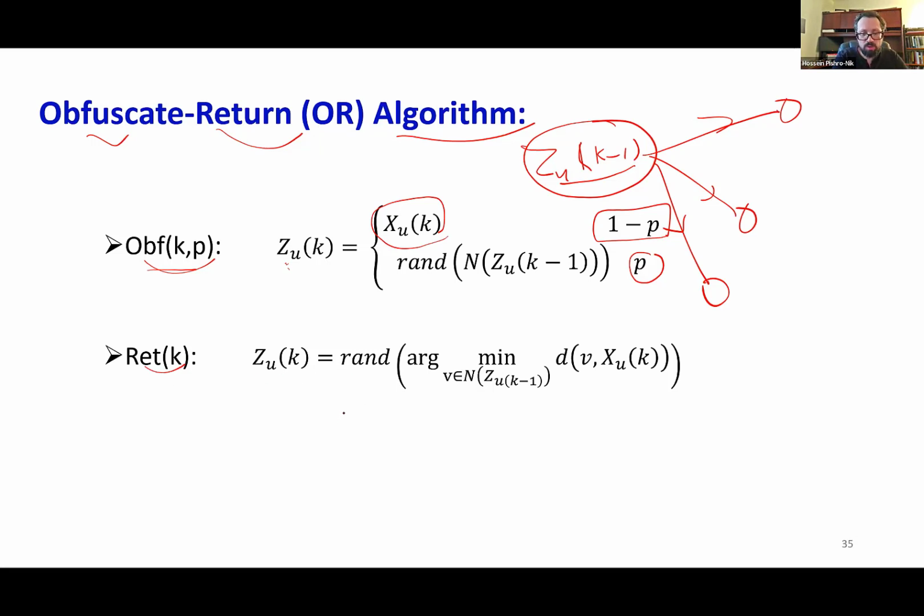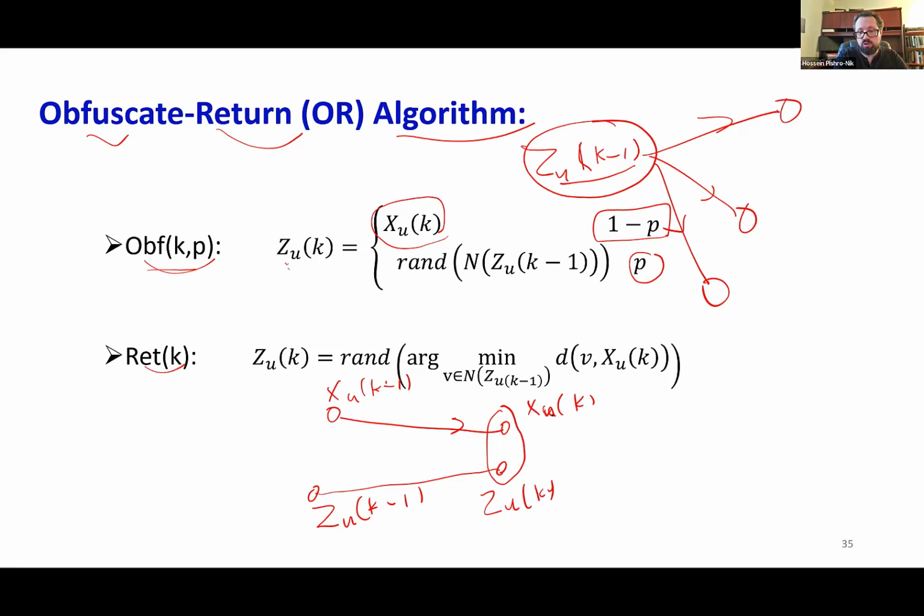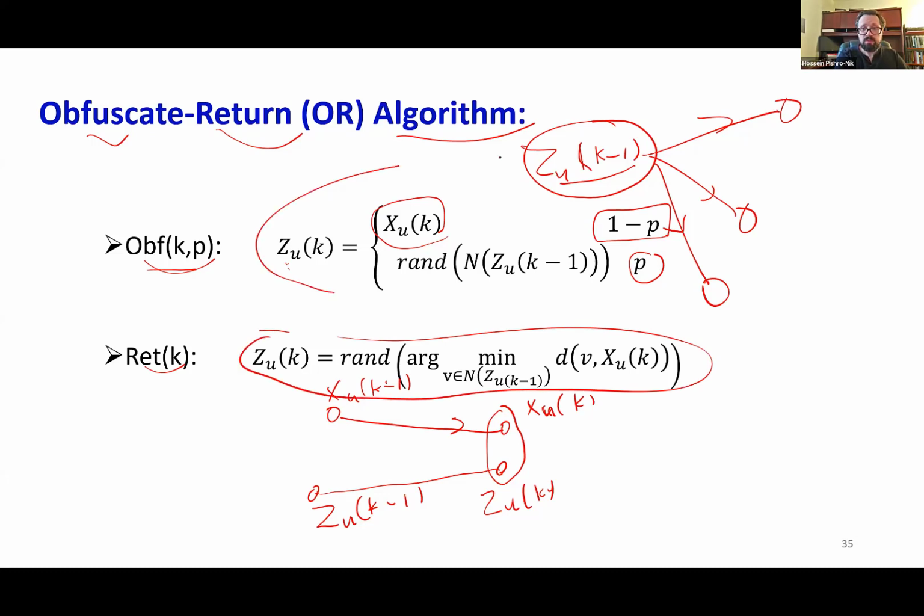The next operation is the return operation, and it is the following. Suppose that this is, again, the real data, X_U of K minus 1, X_U of K, right? And this is your current reported value. It could be the same as X_U of K, but it could be different. What it says is that you choose one of the neighbors of Z_U of K minus 1, but you choose the neighbor with the minimum distance to the actual value of X_U of K. By distance, I mean the distance on the graph, in the sense of the shortest path on the graph. So these are two simple operations that we're going to use in this Obfuscate-Return algorithm.